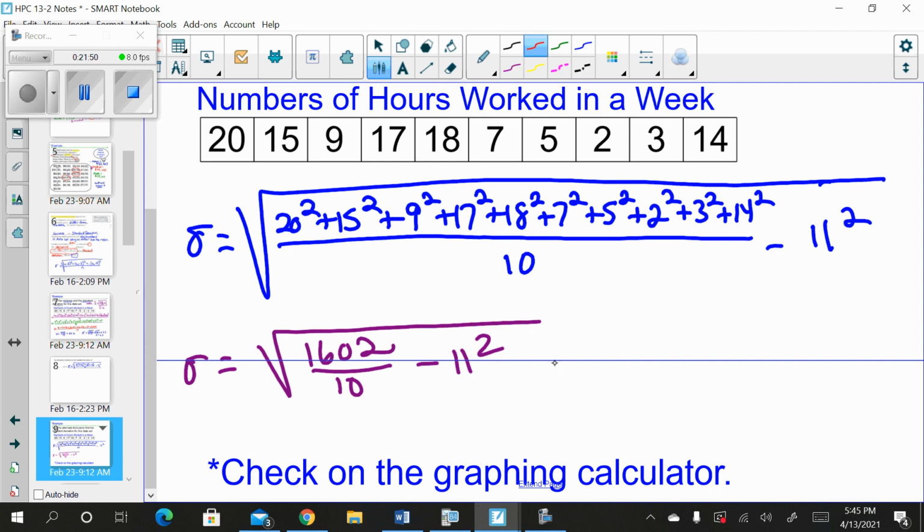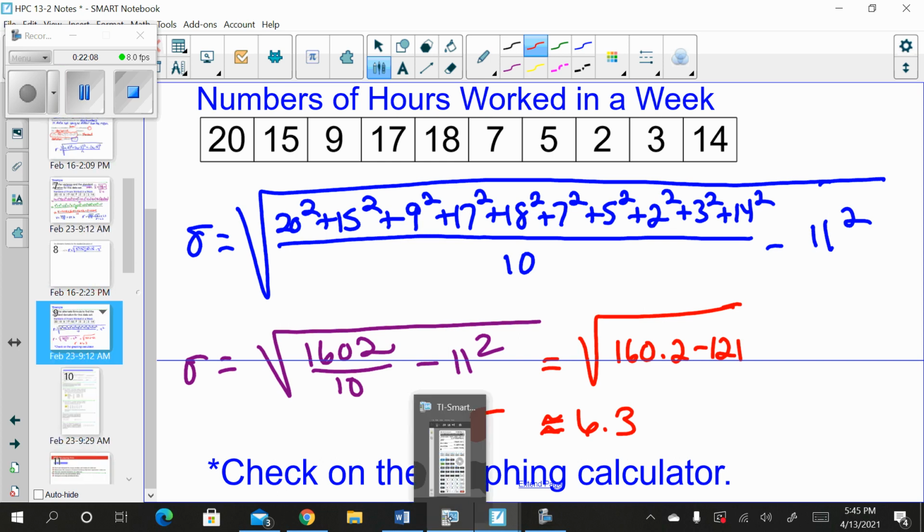So it looks like that would be 160.2 minus 121. And then take the square root, and you're going to get approximately, again, 6.3. It's just a different way of making that calculation. So some people really prefer that alternate form.